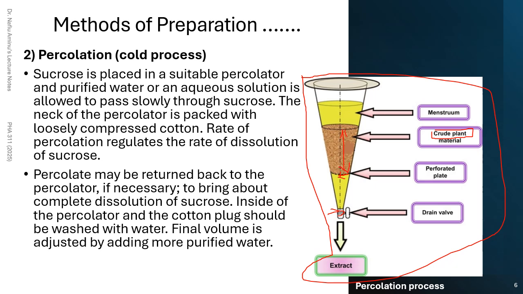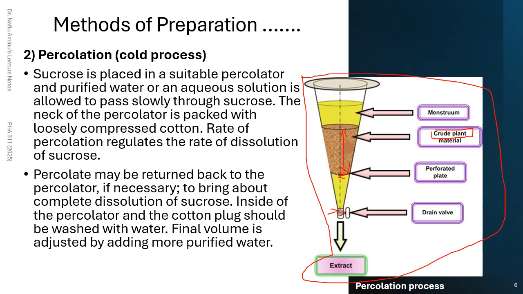The menstruum here is water. So in our own case, for the preparation of syrups, water is our menstruum. Water is added here, and that water will permeate through the sucrose, and eventually only the dissolved one will pass through the filter medium, the perforated plate, and get into the container. That is the working, or rather the steps involved in this particular process.